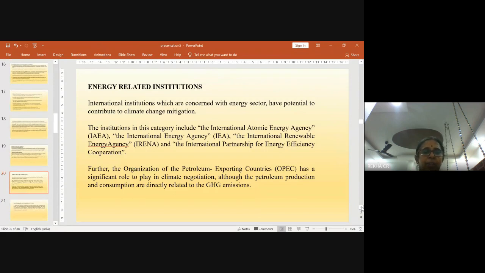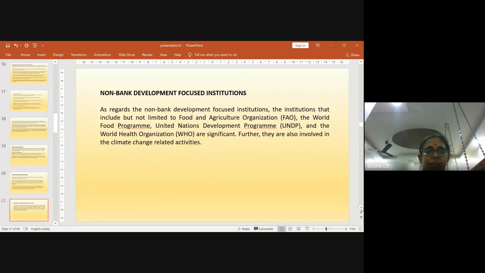Then energy related institutions. So international institutions which are concerned with the energy sector have potential to contribute to climate change mitigation. So these institutions are the International Atomic Energy Agency, the International Energy Agency, the International Renewable Energy Agency, and the International Partnership for Energy Efficiency Cooperation. So further, the Organization of the Petroleum Exporting Countries has a significant role to play in climate negotiation, although the petroleum production and consumption are directly related to the greenhouse gas emissions.